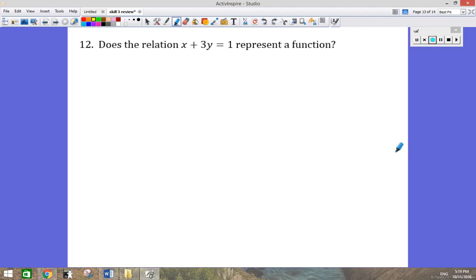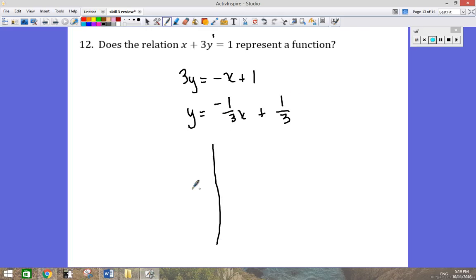What about this equation? Well, I don't see any absolute value symbols around y. Y is to the odd power. It'd be really easy to solve this for y. We've got subtract x from each side, negative x plus 1, divide by 3, and we've got negative 1/3 x plus 1/3. Hey, that's the equation of a line. It has a slope of negative 1/3 and a y-intercept that's positive 1/3.